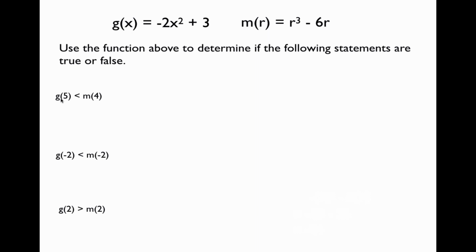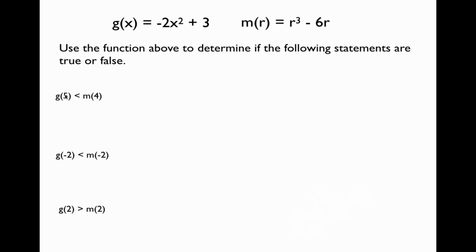Now, is it true that g of 5 is less than m of 4? Is it true that g of negative 2 is less than m of negative 2? And is it true that g of 2 is greater than m of 2? Some are true, some are false. Pause the video and see if you can figure out which ones now. All right, let's see how you did.